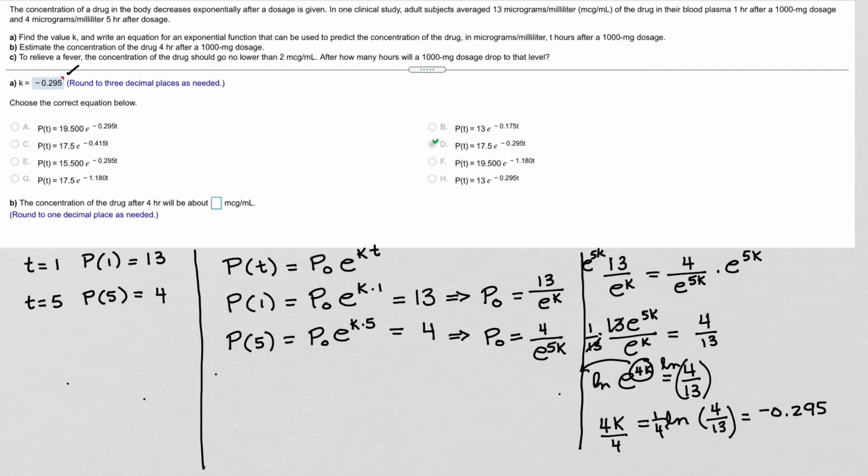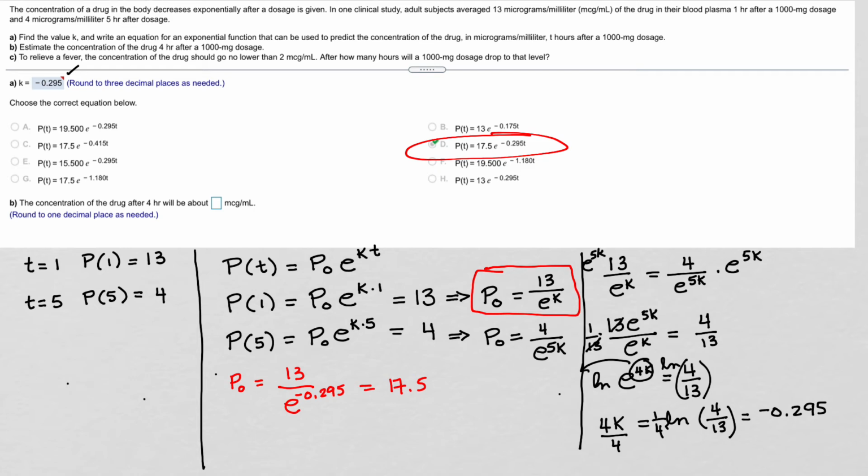And then we need to know which is the correct equation. So once I know that k is negative 0.295, I want to know what P naught is. I can plug in here, and say P naught is going to equal 13 divided by e to the negative 0.295. And that turns out to be 17.5. So that's how we get that equation. And then in the next part, it says, what is the concentration of the drug after 4 hours? So I'm going to go to the next page.